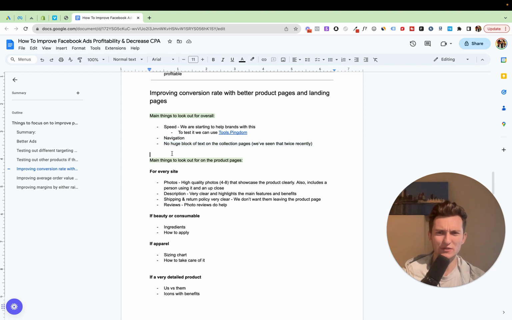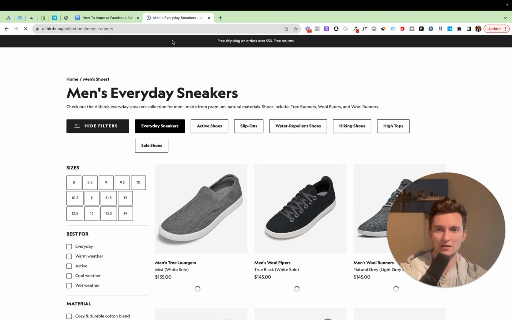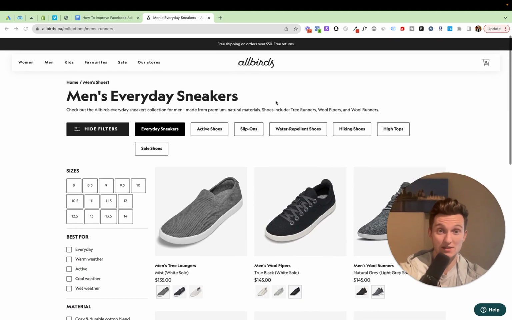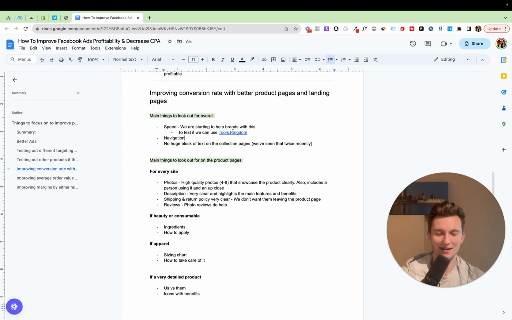I've seen this multiple times as well, and I don't know why people do it. Just make sure there's no huge block of text on the collection pages. I've seen this multiple times already, I think twice for sure, and maybe even another time. As soon as you click on a collection page, let's say Allbirds, I shouldn't have to scroll down extremely far to see the products. It should just be right there, boom, easy to see. So make sure you don't make that mistake.